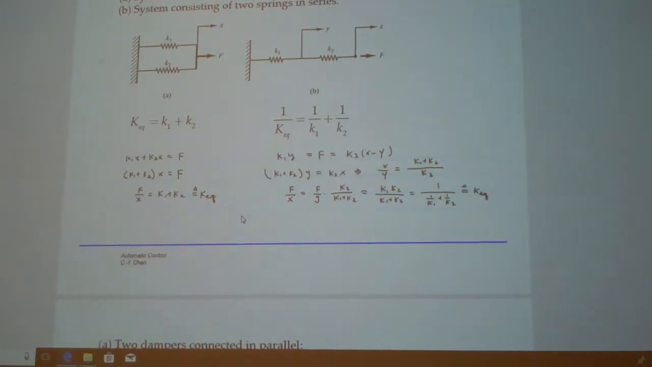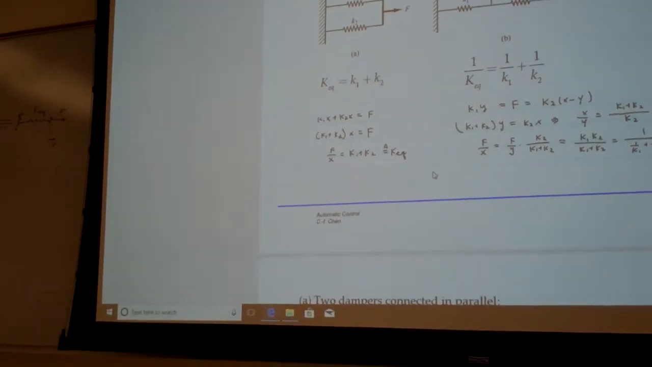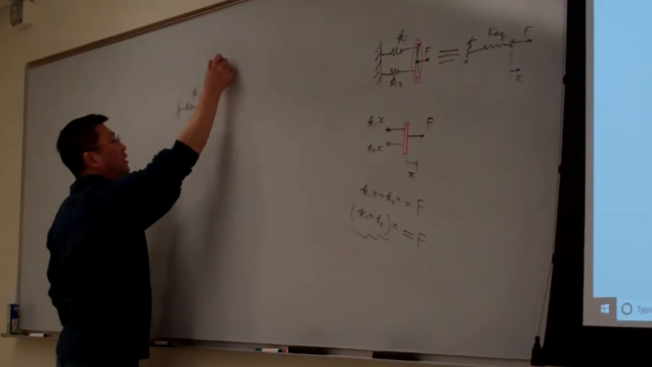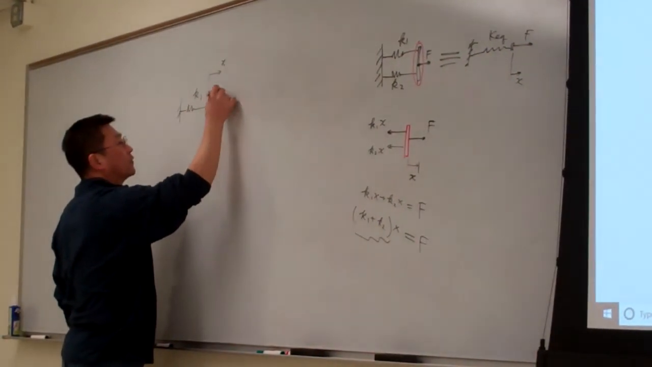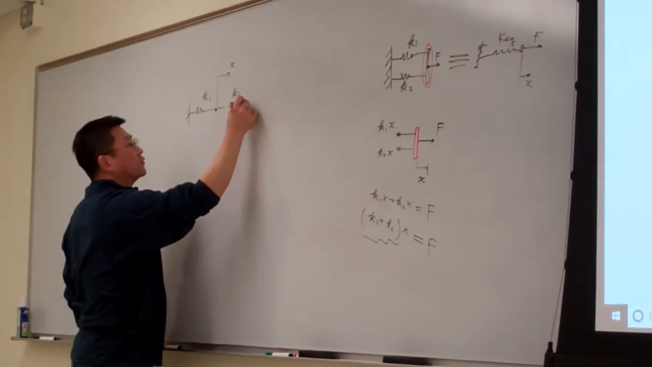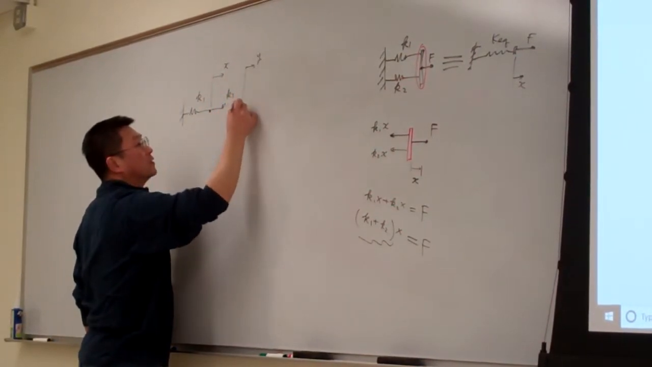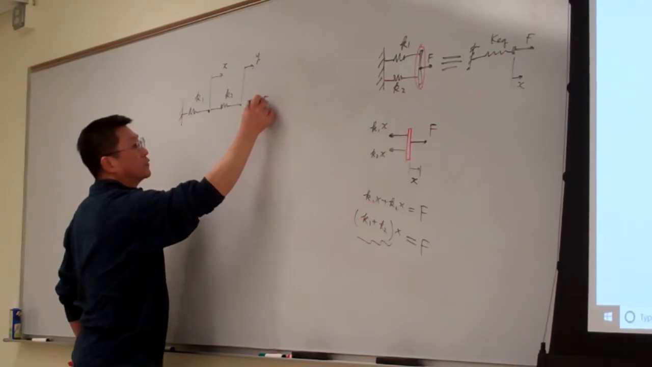So this is the spring here. Let me do that one again. K1, and the displacement, this is the x, and then here we have another K2, and this one's displacement with respect to the reference is y here. So here is our given force here.